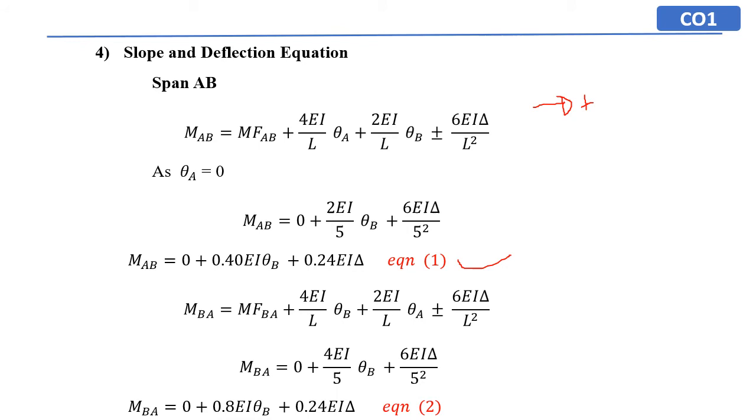Then MBA is equal to MFBA plus 4EI by L theta B plus 2EI by L theta A plus or minus 6EI delta by L square. MBA is equal to 4EI by 5 theta B plus 6EI delta by L square. MBA is equal to 0 plus 0.8 EI theta B plus 0.24 EI delta. That will be our equation number 2.